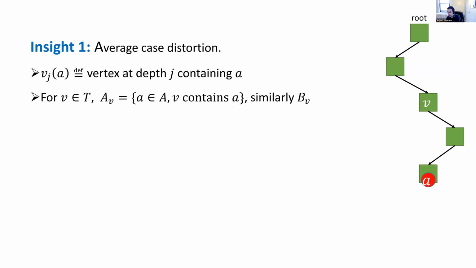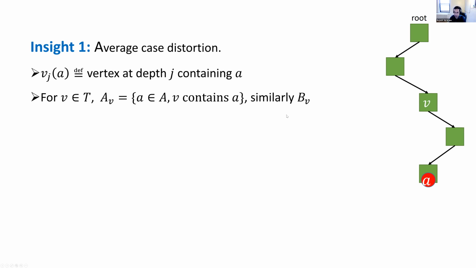To get across these insights, I need to define just a tiny bit of notation, and I promise it'll be very minor. Firstly, if I have some point A in the hypercube, I'm going to define the notation Vj of A to be the vertex in the tree at depth j which contains A. Remember, our points are getting mapped to this recursive tree, going along some path from the root to some leaf. So it makes sense to talk about the jth vertex on that path, and this notation denotes the jth vertex on the path that contains A. Similarly, for any vertex V in the tree, I can write AV to be the subset of all the points in the big set A which go through that vertex V, and I'll similarly define BV.